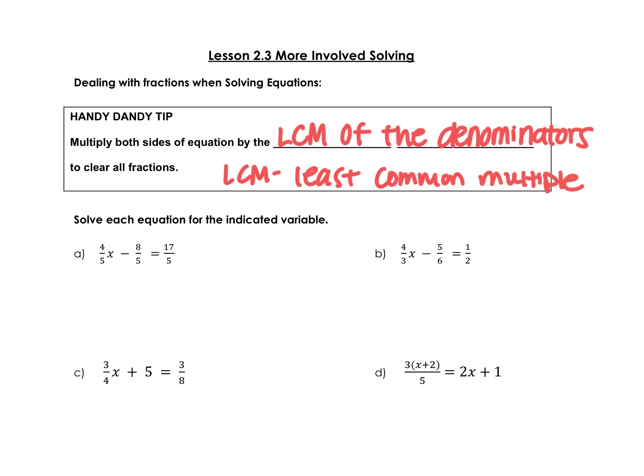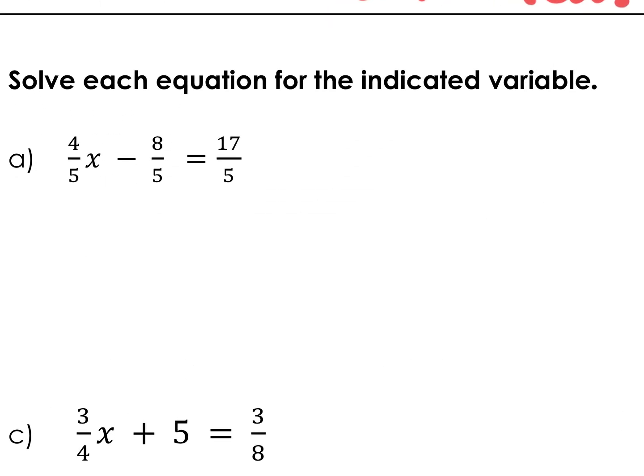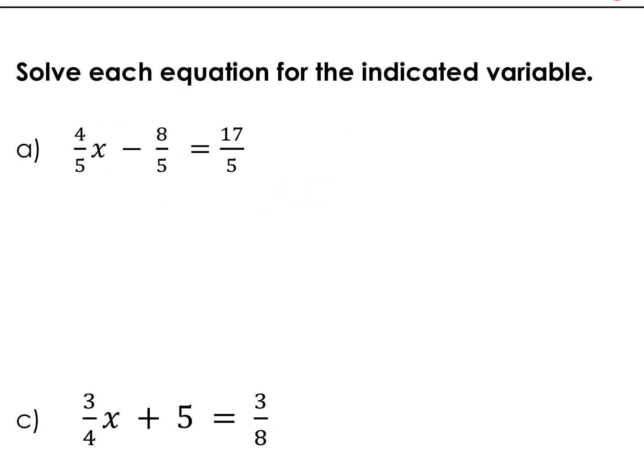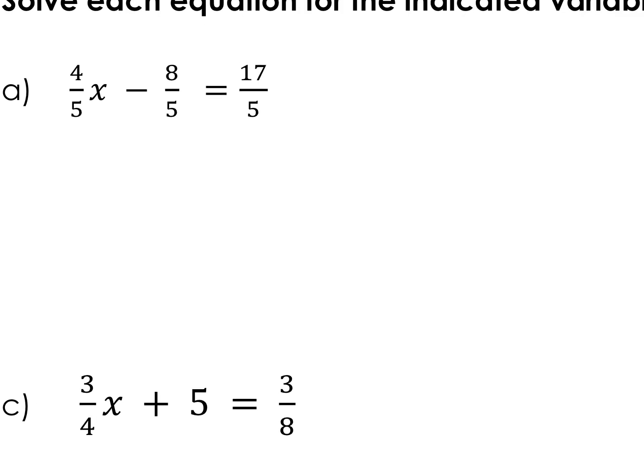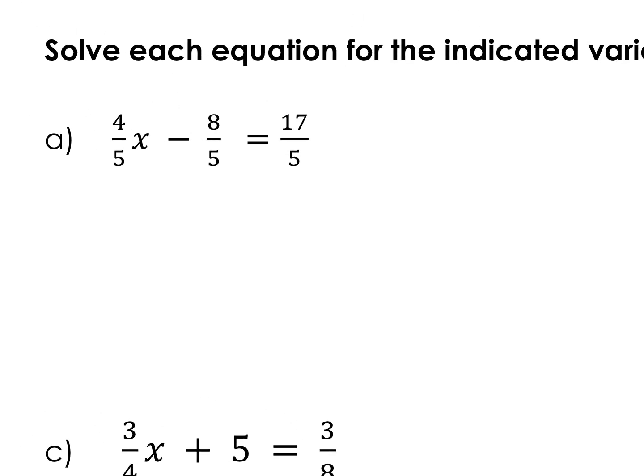So let's look at this. Solve each equation with the indicated variables. So here's another one, lots of fractions. Would you agree? So we could either do what we were just doing with all the stuff, okay? Or we can multiply the entire equation, the whole thing, both sides, by the LCM, which is 5.